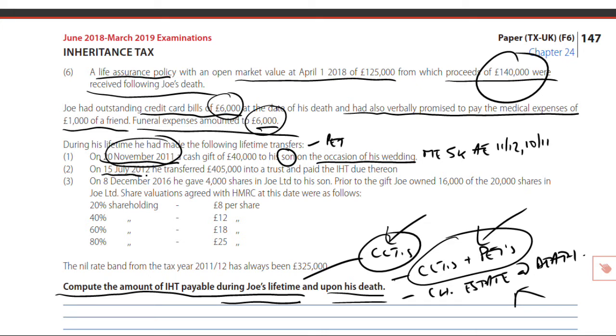To July 2012. So we've moved forward to the 12-13 tax year, transferred 405,000 I should say, into a trust. That therefore means that that is a CLT, and paid the IHT due thereon. So Joe, the donor, pays the tax on the CLT. That therefore means that that is a net transfer. Clearly, with a figure of 405, we're going to go above our nil rate band. Back then, and still, of course, we know it's 325,000.